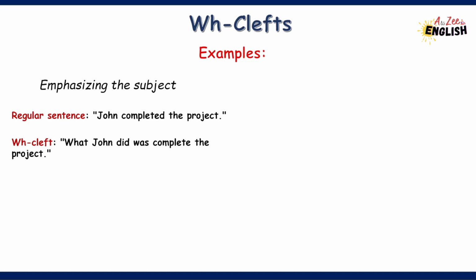So by using the WH-cleft structure, the sentence what John did was complete the project places emphasis on the action John took, making it clear that completing the project is the important information. This structure helps to highlight and clarify the key part of the sentence.